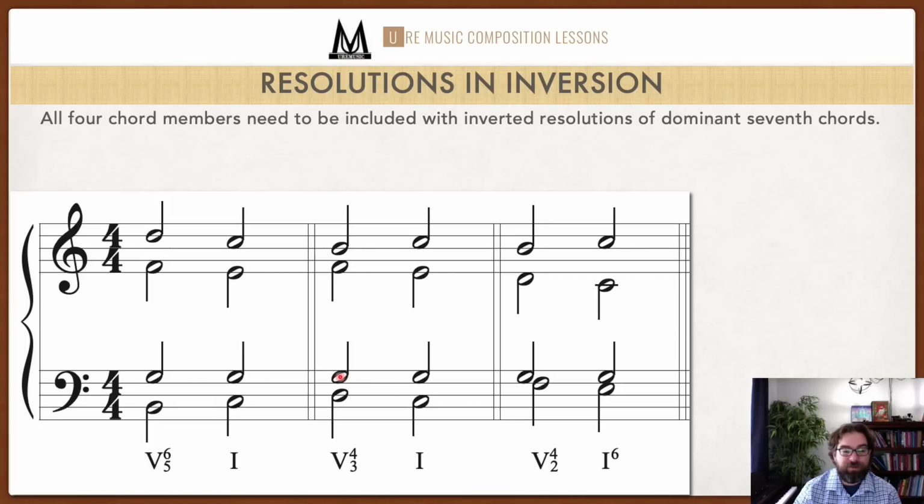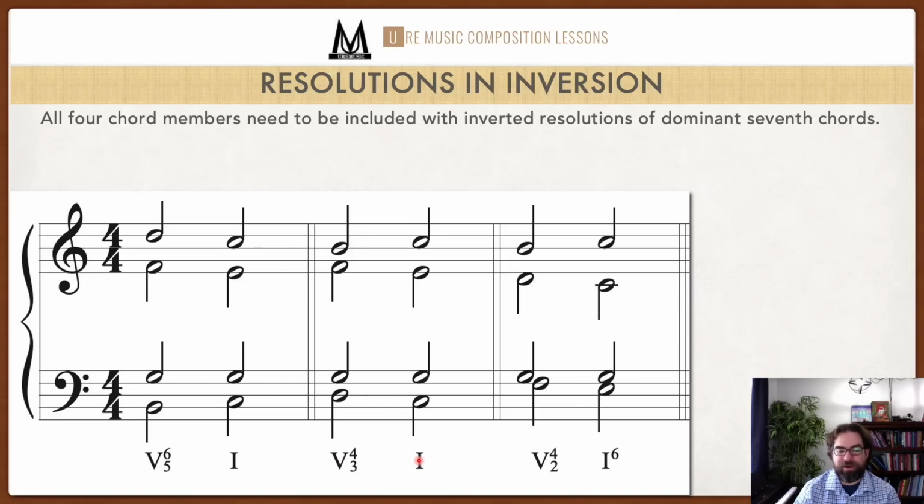Here we have a G, the root. There we have the 3rd. Here we have the 5th and the 7th. In this last one, we've got a G, so the root, the 3rd, the 5th, and the 7th. Now, one of the things about this particular chord is you can actually resolve from 4/3 to 1, which is more common, or 4/3 to 1/6.